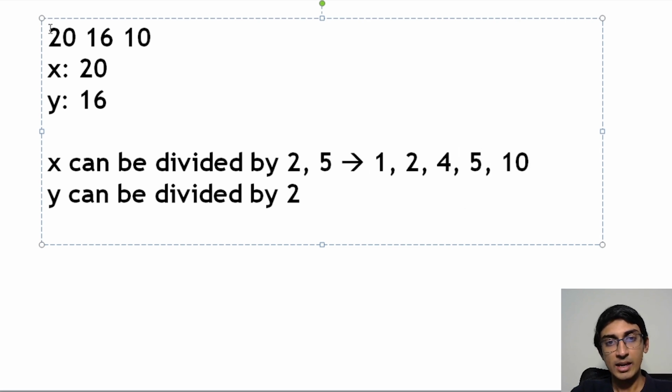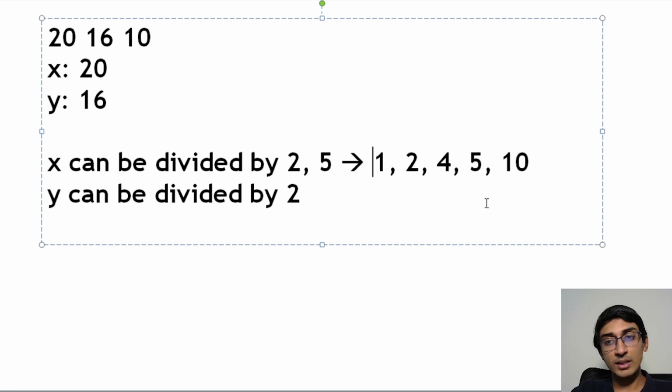Let me just go through it again. I could divide 20 by 10, I will move to 2 directly, and then 2 I can divide by 2 and move to 1, okay? I could divide 20 by 5, that would move me directly to 4, which can only go to 2, which can only go to 1.